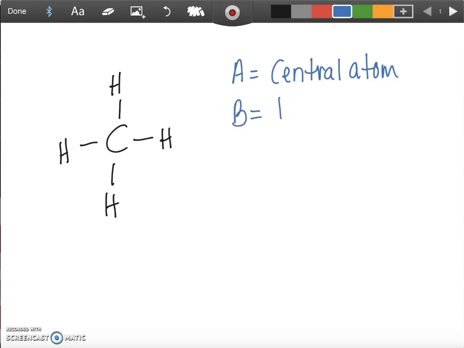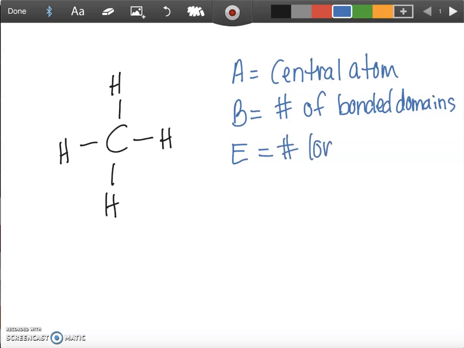B stands for the number of bonded domains, or in other words, everywhere that you see a bond. E stands for the number of lone pairs. And when we're looking at the number of lone pairs, it's the number of lone pairs on the central atom only.